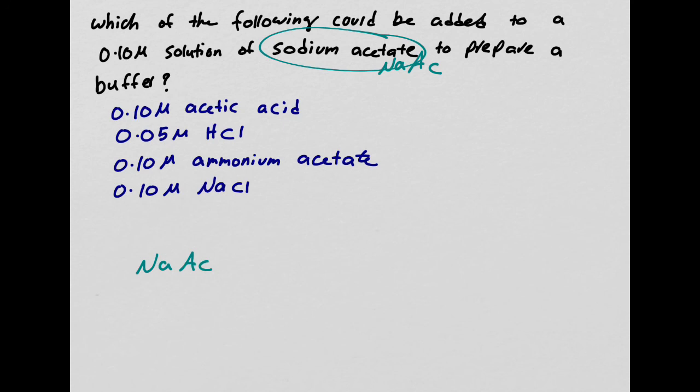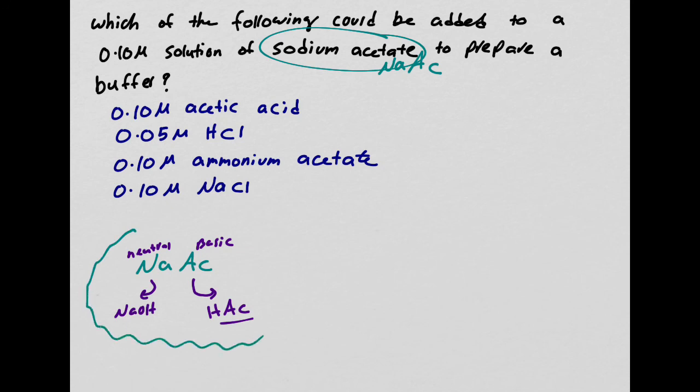Na comes from NaOH, right? So Na is neutral because NaOH is a strong base. The second part, acetate, comes from acetic acid, right? Acetic acid is a weak acid, so this is going to be basic. We just wanted to go over this, see what we are dealing with before we look at the options. So we want to make a buffer solution.